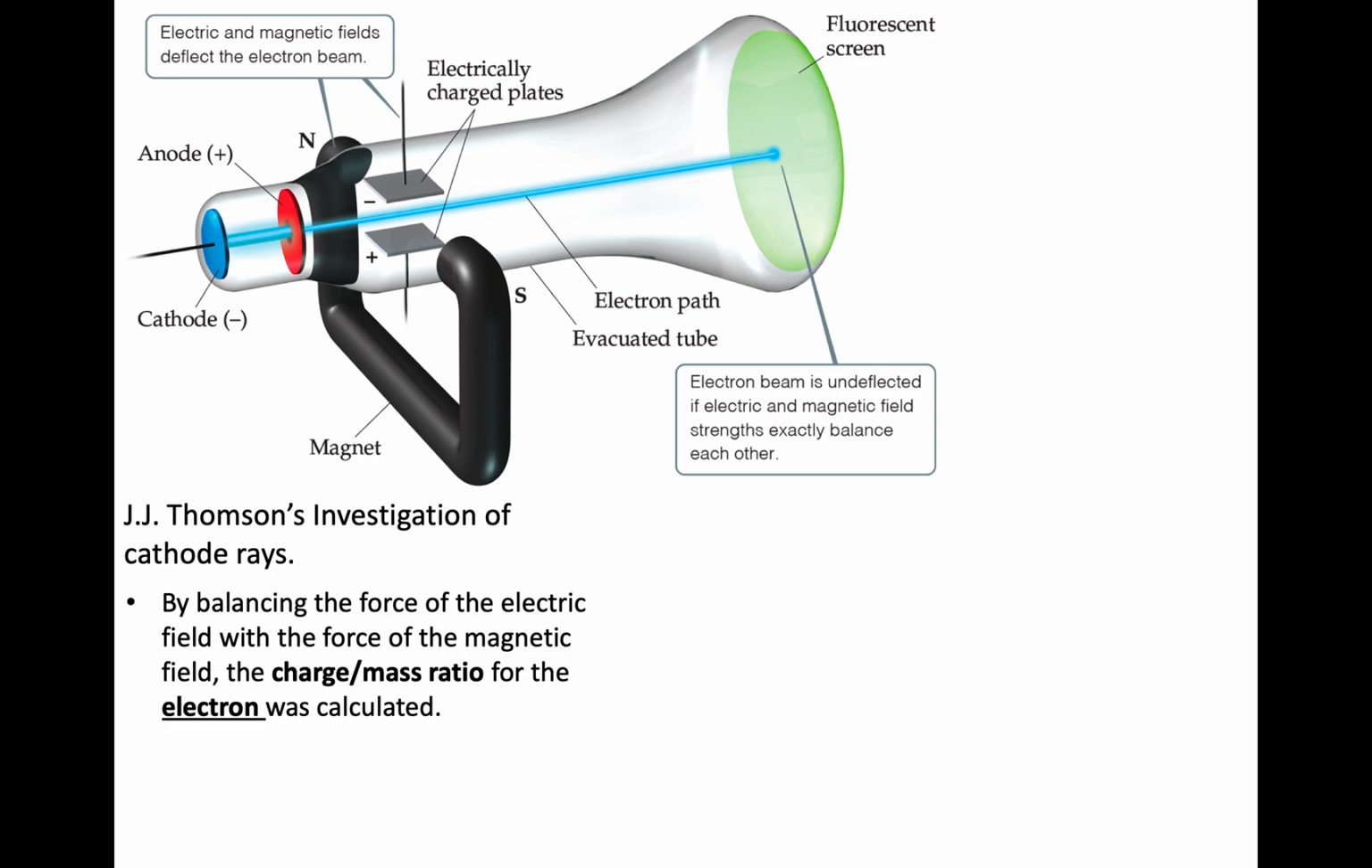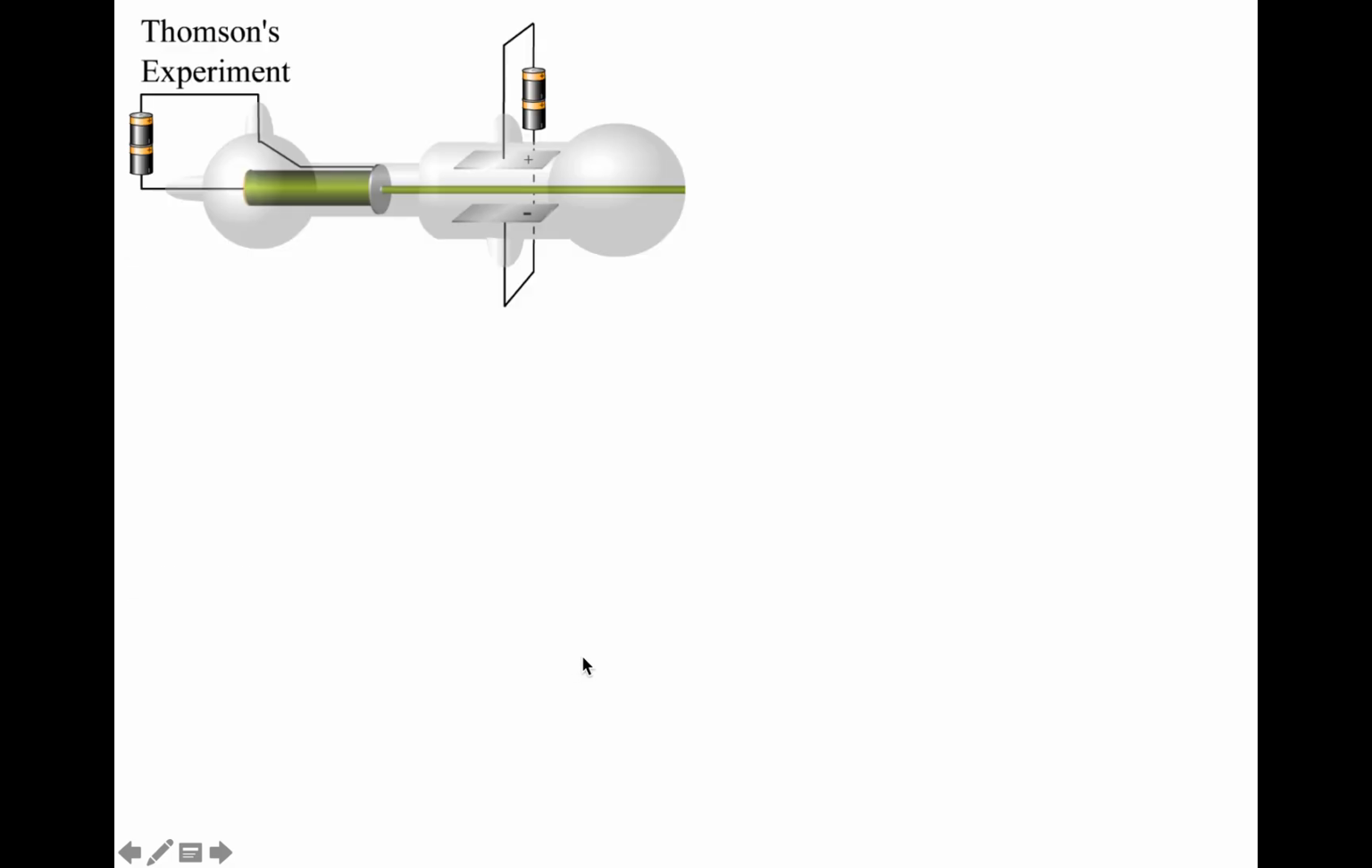Here's what J.J. Thomson was up to. So this left part, this is where the beam is being generated, going from the cathode to the anode. It's extending after the anode into this part of the chamber. And in this part of the chamber, I see electrically charged plates, I see a magnet, and I see a screen to detect where the beam is striking. By the balancing of the electric and the magnetic force, he's able to calculate the charge to mass ratio of the electron. This is what's going on.